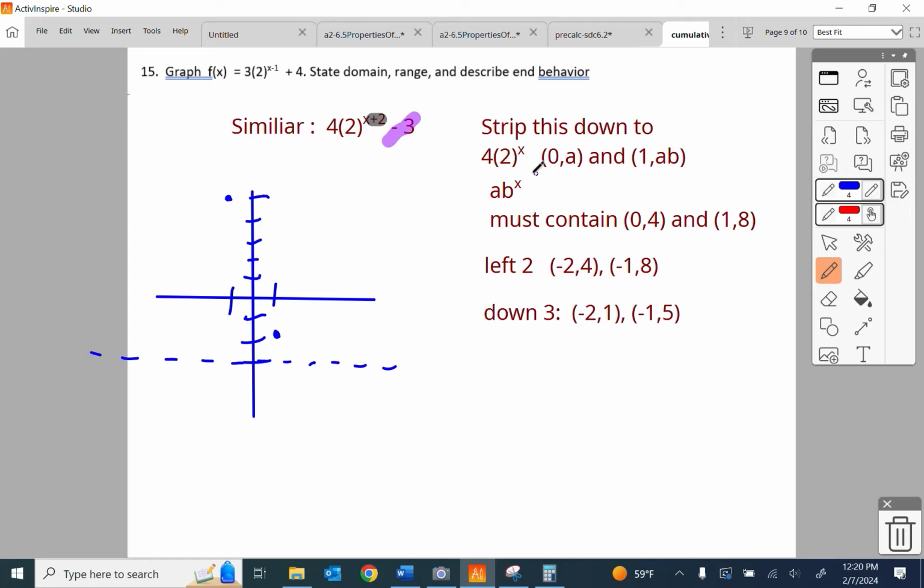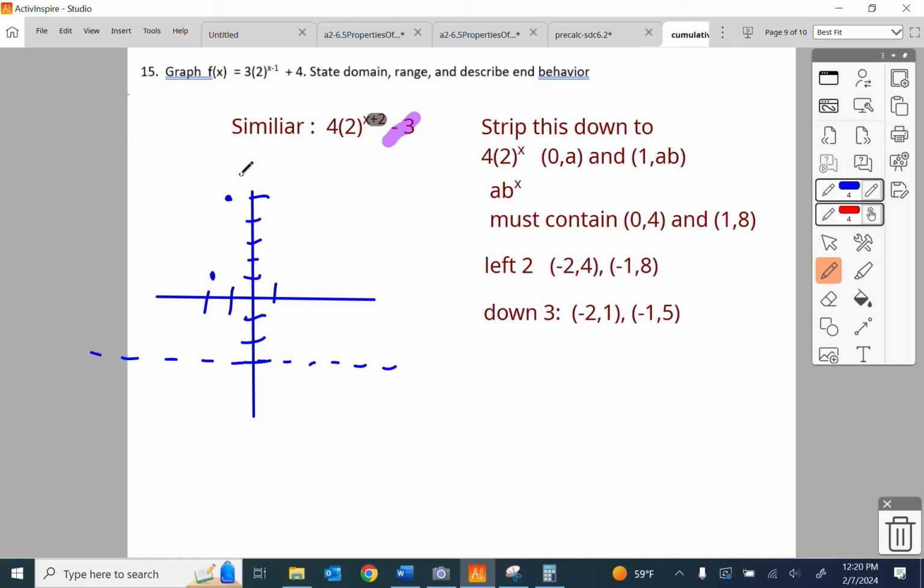I have to contain (0, 4) and (1, 8), because I'm growing. Oh, I can't plot points. I have dyslexia, don't I? Negative 2, 1 is right there. I don't know what was wrong with me.